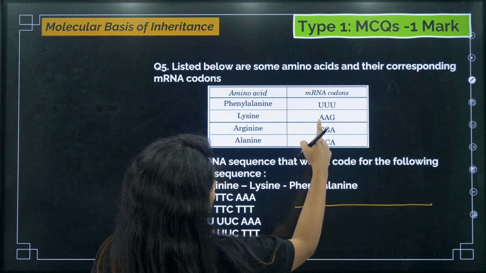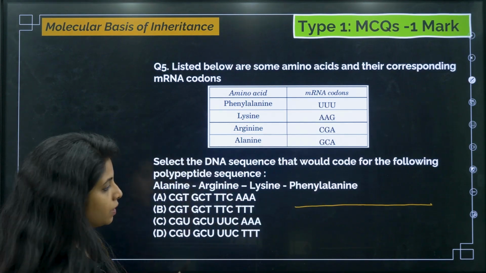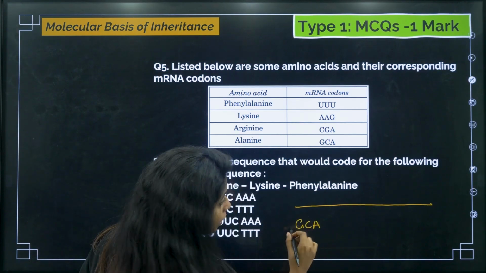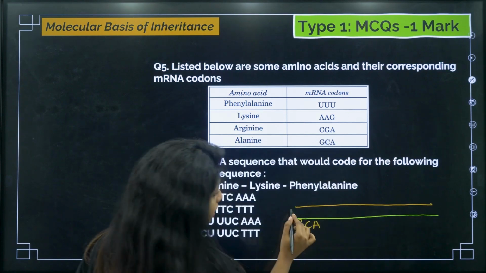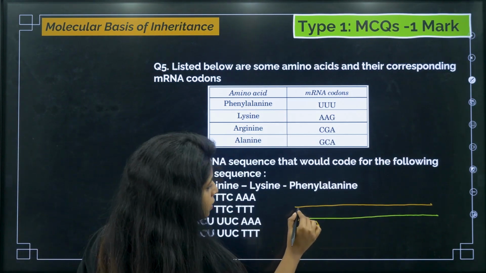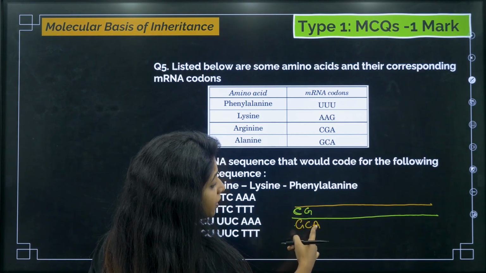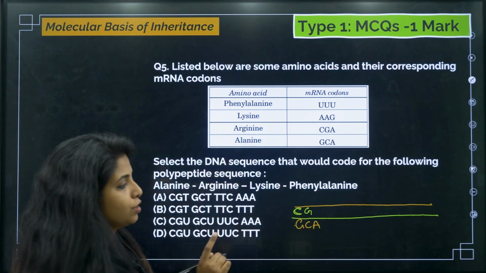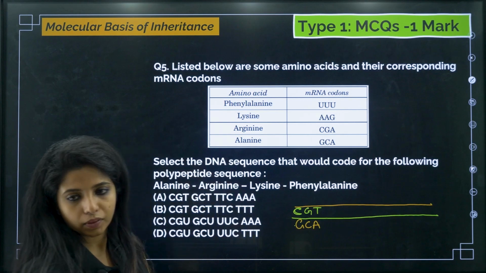What is the mRNA codon? First thing you have to find is about alanine, because alanine is the first thing over here. So alanine, let's say, is GCA. If in alanine the mRNA is GCA, then in DNA, complementary to G, what do you have? C. Complementary to C, what do you have? G. Complementary to A, what do you have, children? In the case of DNA, it's a DNA, not an RNA. So in the case of DNA, it will be T. CGT has come, the first thing.